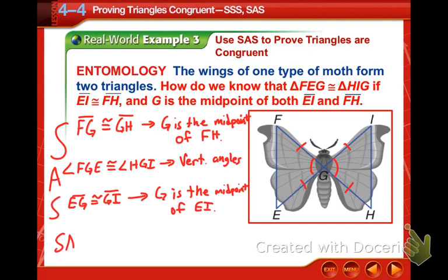So we have side, angle, side, congruence. So triangle FGE is congruent to triangle HGI.